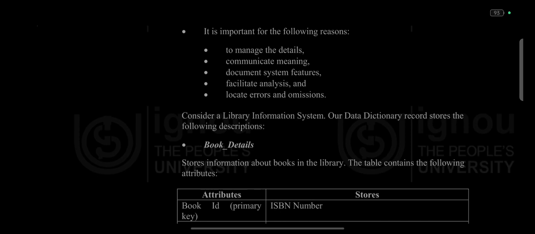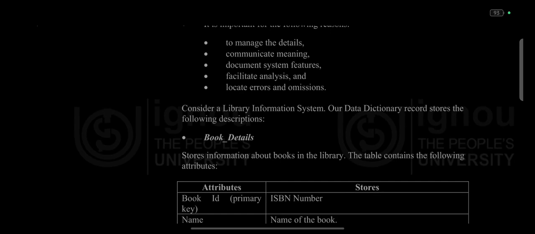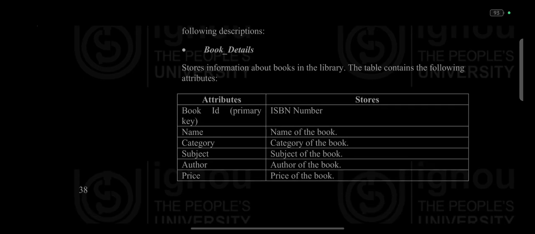It is important for the following reasons: to manage the details, communicate meaning, document system features, facilitate analysis, and locate errors and omissions. Consider a library information system. A data dictionary record stores the following descriptions.